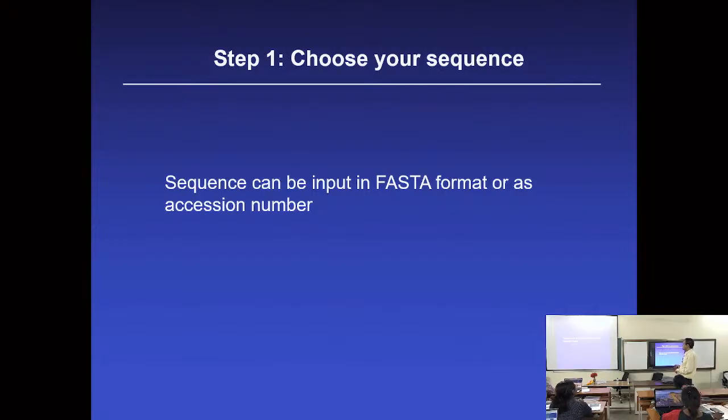The first step is to choose your sequence. The sequence can be in FASTA format, and now you understand FASTA format, right? You can go to NCBI or EMBL or DDBJ and get the sequence in FASTA format. FASTA format is the format for a continuous string of letters that denote nucleotides for DNA, or denote amino acids for proteins. That's FASTA.